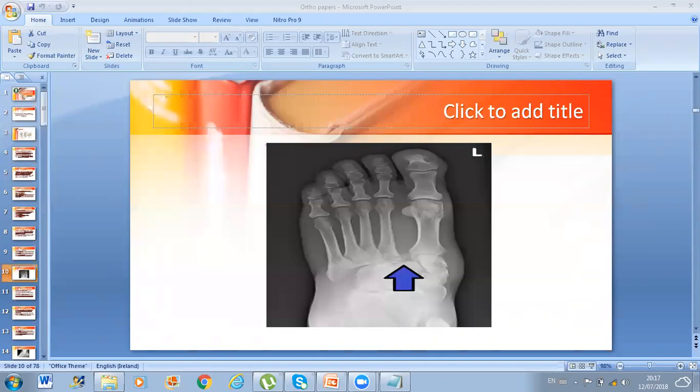One is called avulsion injury. That is avulsion of which muscle? Any idea? Brevis. Peroneus brevis. Longus is attached to the first metatarsal. Okay. Two is metaphyseal-diaphyseal injury called Jones injury.